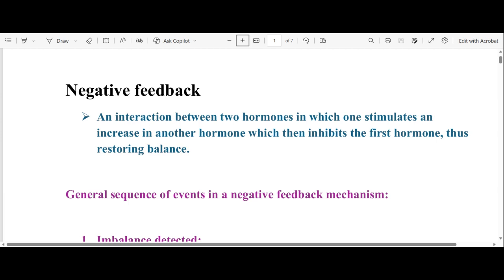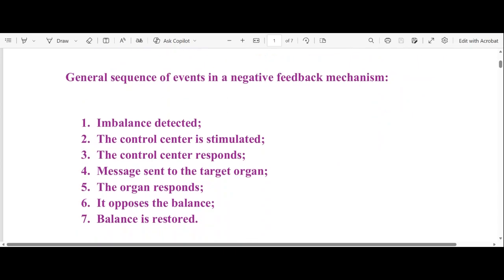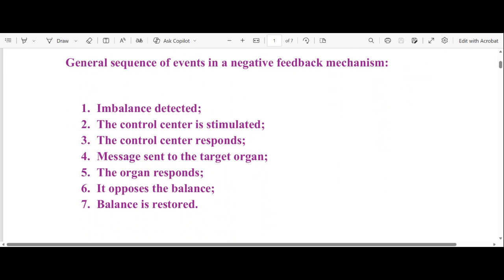Okay, let's continue. So now let's look at the general sequence. What's the general sequence of negative feedback? This is the general sequence of events. The first thing that we're supposed to have is an imbalance. An imbalance needs to be detected, right? Whether it's an imbalance in water, an imbalance in sugar levels, an imbalance in carbon dioxide levels, but an imbalance must be detected, right?